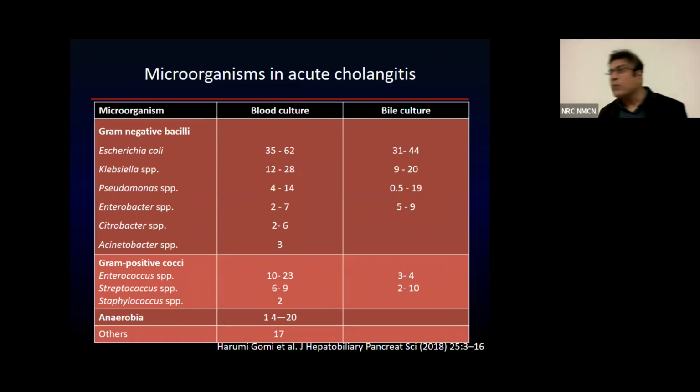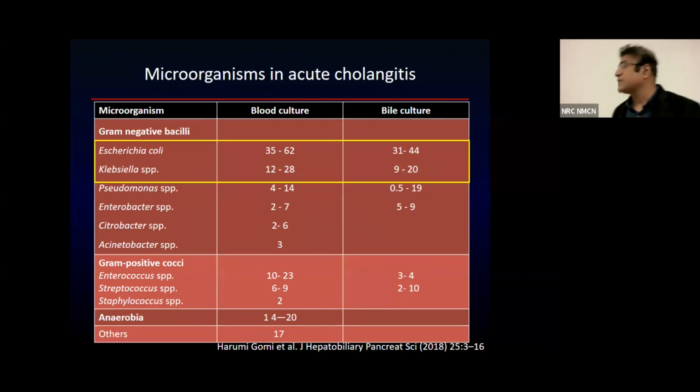So if you see the microorganisms in acute cholangitis, you see the E. coli and Klebsiella form the predominant organism. This is 35 to 62% in the blood cultures. And again, a significant proportion is constituted by Klebsiella. Other uncommon organisms, Pseudomonas, Enterobacter, and again, a significant proportion of anaerobes.